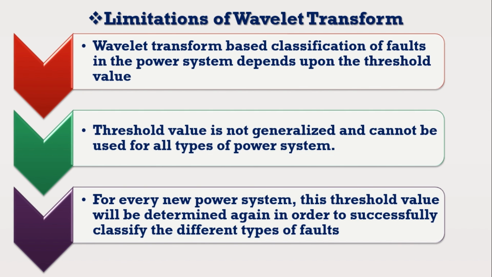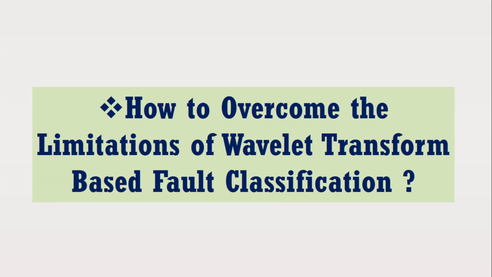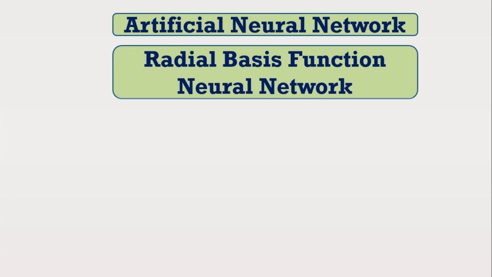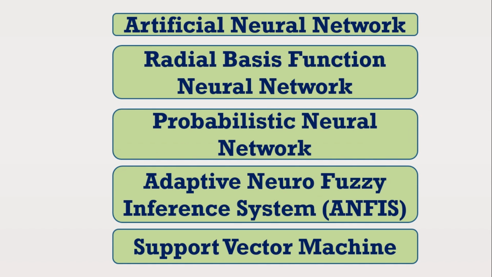Now, question may arise how to overcome this limitation. The answer to this question is that this limitation can be overcome by using the computational intelligence techniques such as artificial neural network and its types. These computational intelligence based techniques do not depend upon the threshold values and can detect and classify the faults without these threshold values. Friends, I will make another video very soon on the application of artificial neural network for the identification and classification of the faults in the power system.